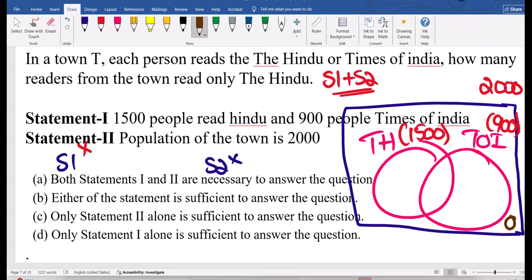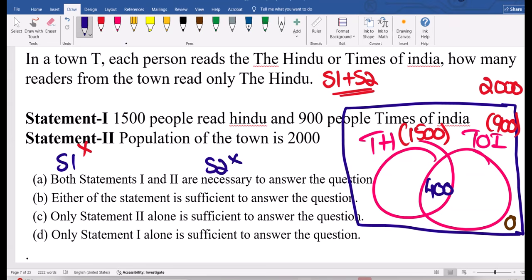400 extra is both. You can go for the n(A union B) formula. n(A union B) is 2000, n(A) is 1500, n(B) is 900. That minus n(A intersection B) is what we are calculating. A intersection B means combined, so that will be 400. Are you getting why 400? We need the total 2000 to be balanced. Here 2400 is there, so if 400 is common to both, then 2000 will match.